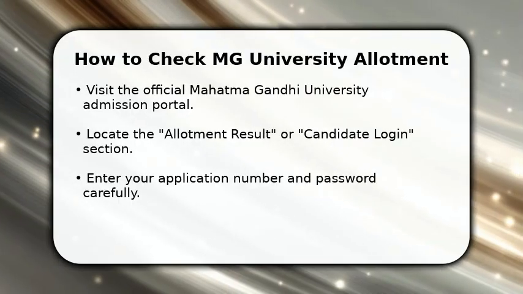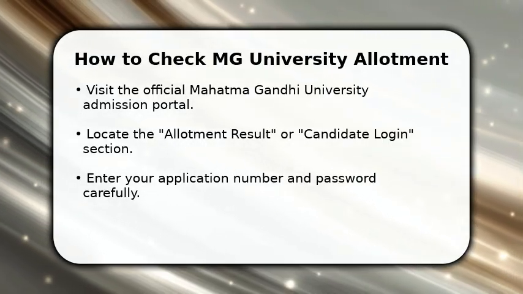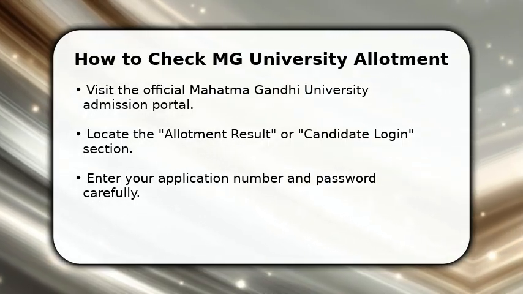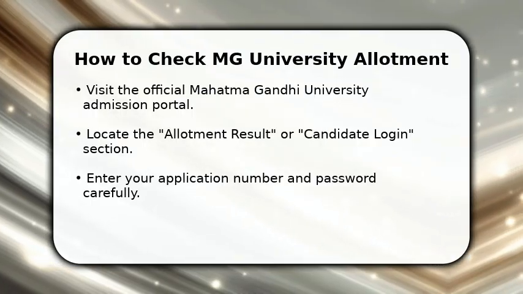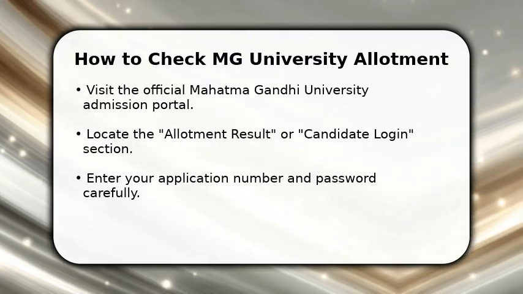In this video, I will explain how to check MG University allotment. First, navigate to the official Mahatma Gandhi University admission portal. Look for the Allotment Result or Candidate Login section, usually prominent on the home page.